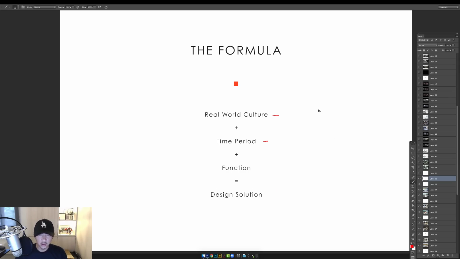Let's pick another one. What else do we have? The pollution one. Real world culture, maybe current day or even slightly sci-fi, it's up to you. Time period is say 2030. The culture is maybe, let's just say it's Asia, Hong Kong, that kind of building. Time period is 2030. The function is a heavy pollution solution. So use this, fill it in, and start your design.